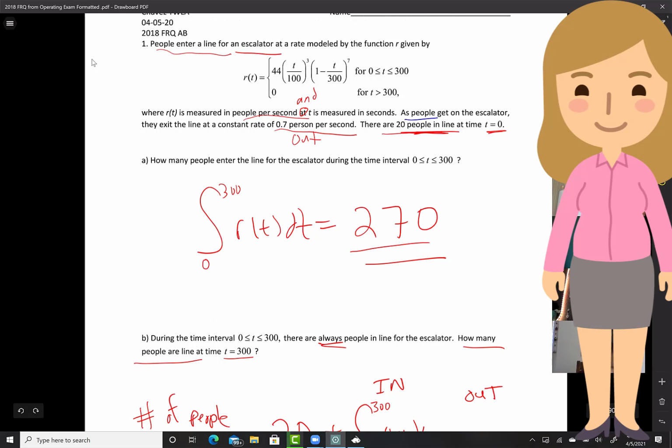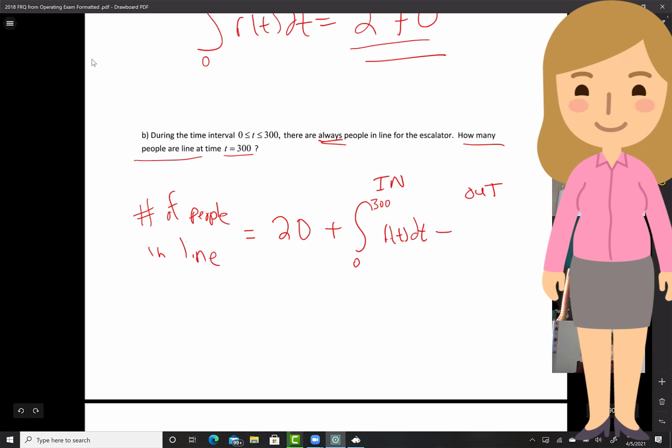As people get on the escalator, they exit the line at a constant rate of 0.7 persons per second. So I'm leaving at 0.7. This is a nice linear constant. And if I want to know it at 300, I put a 300 there. And I guess I should be more specific: number of people in line at t equals 300.